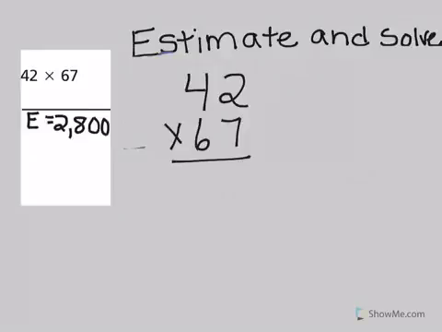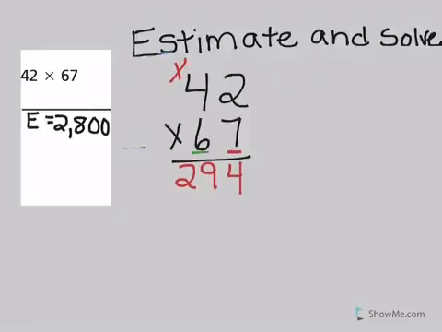First, I start with the ones place. I take 7 times 2, which is 14. So I put down the 4 and I carry the 1. Then I do 7 times 4, which is 28. I add the 1, giving me 29. I'm done with the 1, so I cross it off.